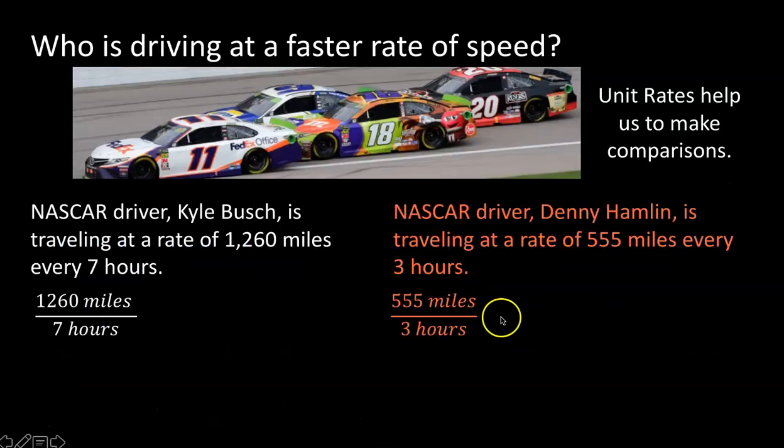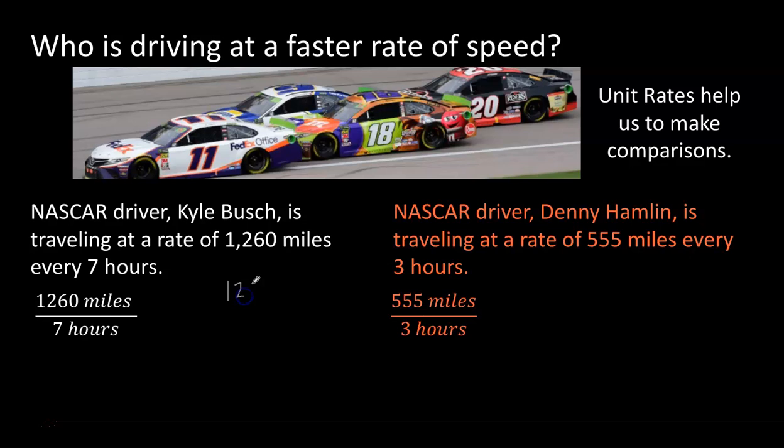Let's look at our next example. Who is driving at a faster rate of speed? So this is a NASCAR problem. We're going to start over here looking at this rate. NASCAR driver Kyle Busch is traveling at a rate of 1,260 miles every 7 hours. Now when I glance over here at this rate, the hours are not the same, the miles are not the same, so it's going to be difficult to compare them. It's going to be easier to compare them if I convert both rates to unit rates. So I'm going to start by converting Kyle Busch's rate to a unit rate by dividing.